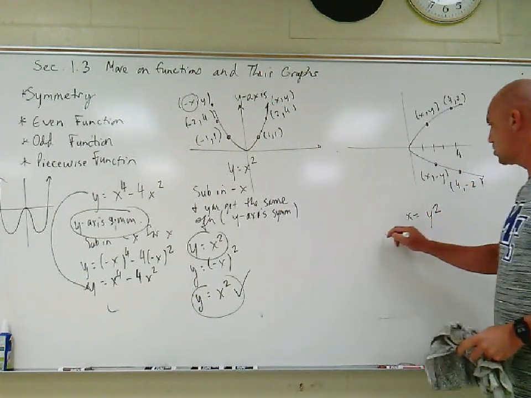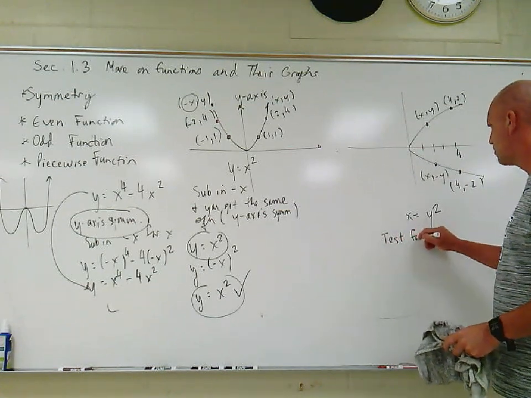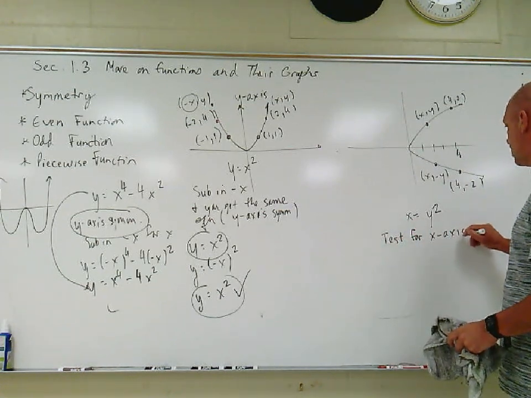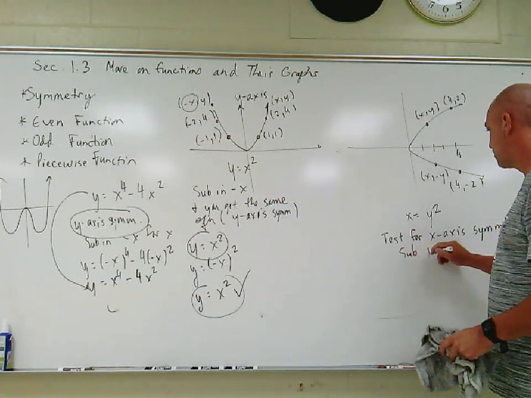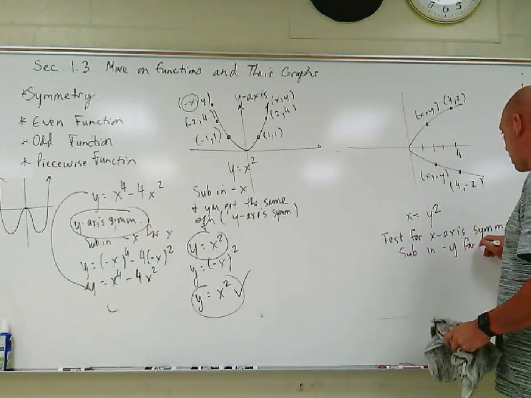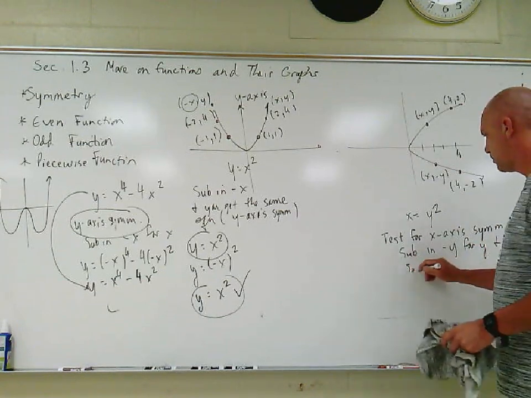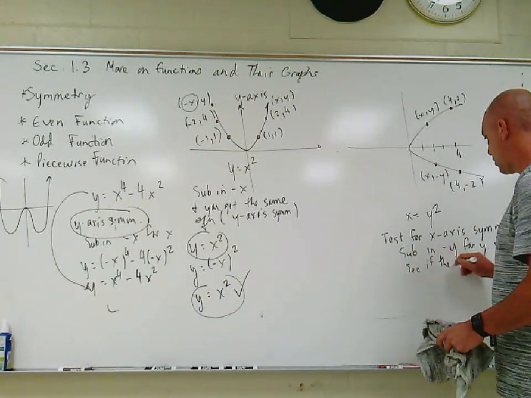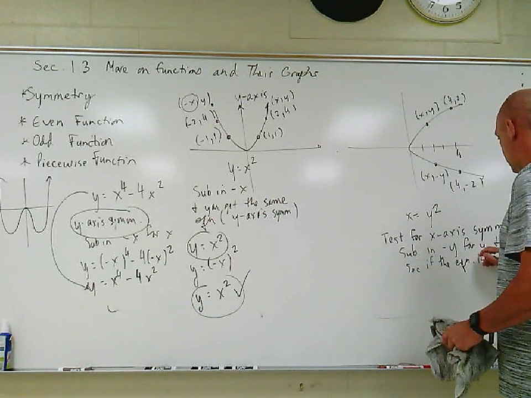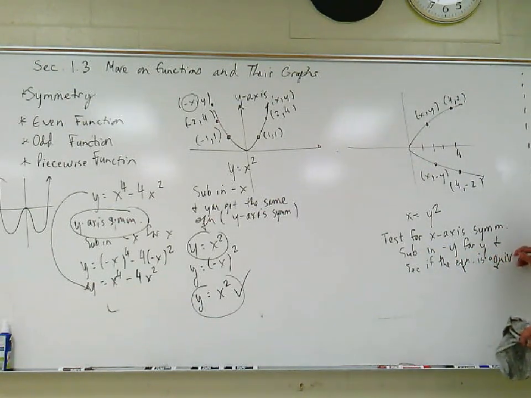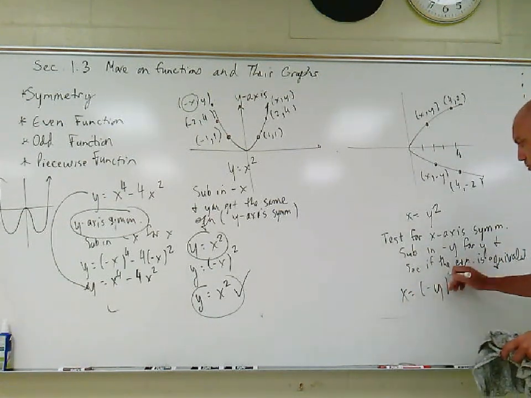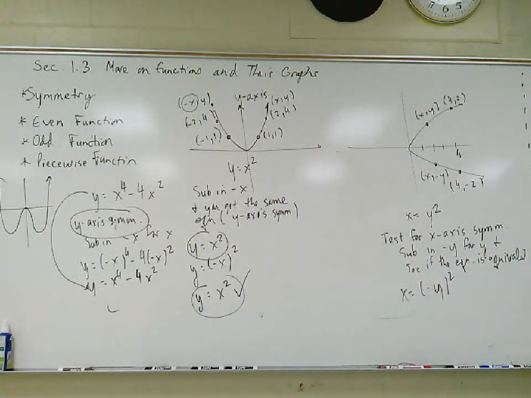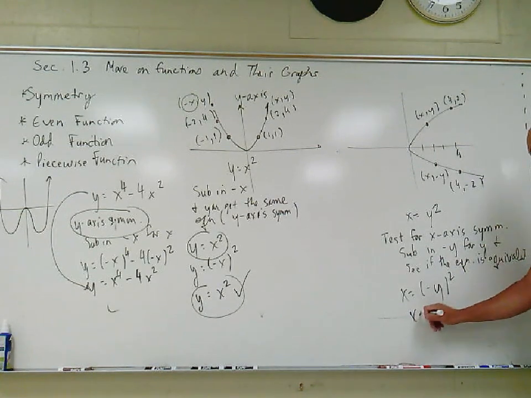So the test for x-axis symmetry: sub in negative y for y and see if the equation is equivalent. All right, so I get x equals negative y quantity squared. X is y squared, yes.